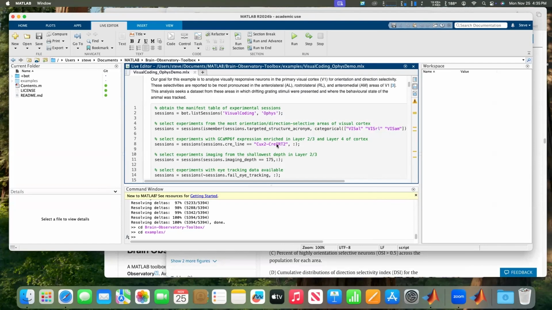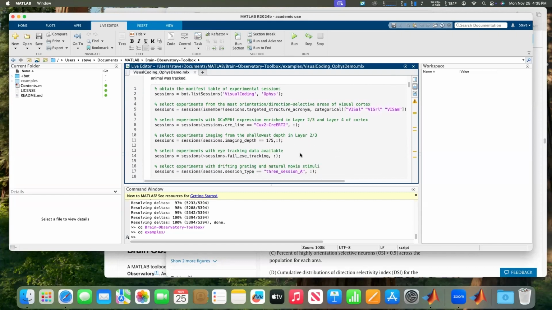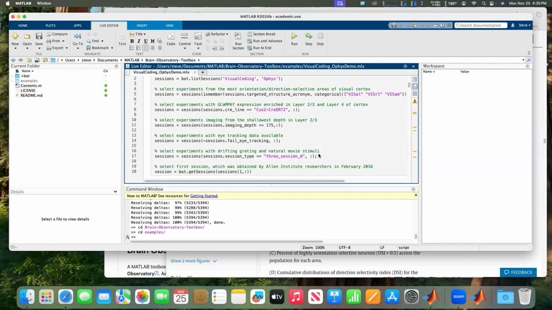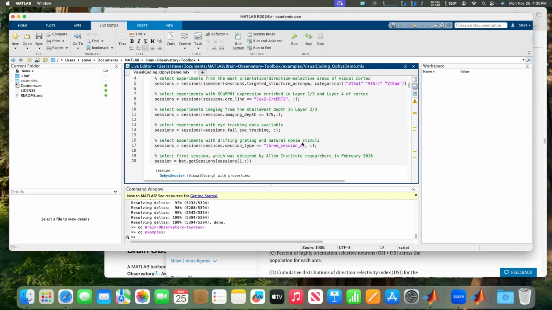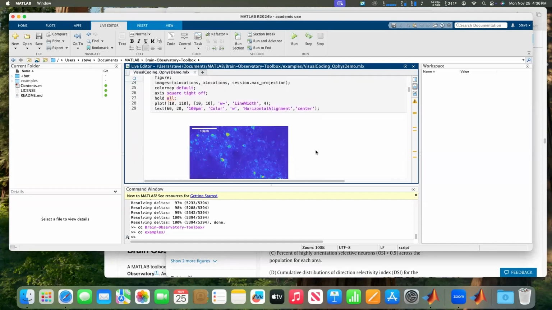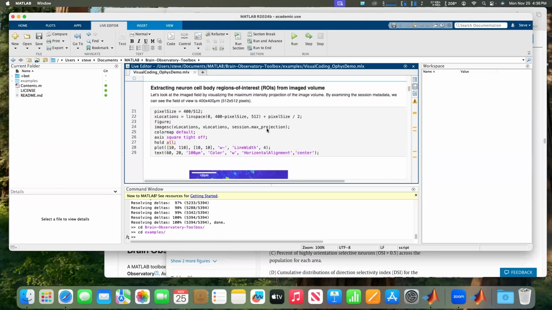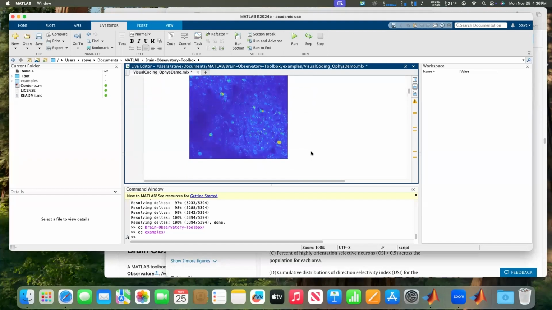And we'll find experiments where GCaMP6f was expressed with Cre. We'll find sessions that had a particular imaging depth and where eye tracking was used, and where both gratings and natural movies were used. And we'll do some experiments on the first session in this list. So we'll go ahead and run these scripts. So here is a maximum projection image of the experiment, and we will plot the locations of the ROIs in another image.